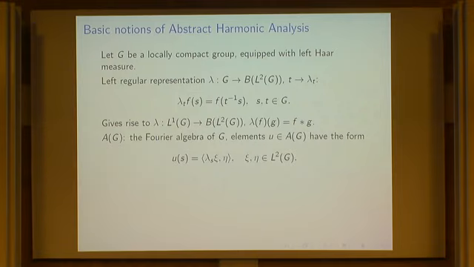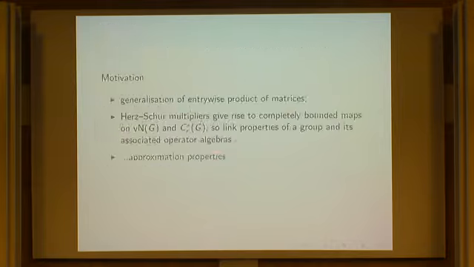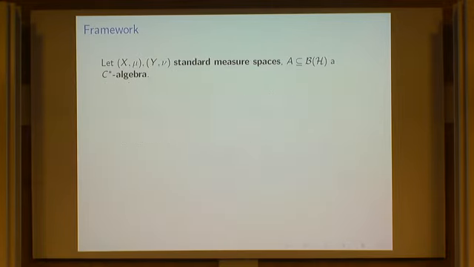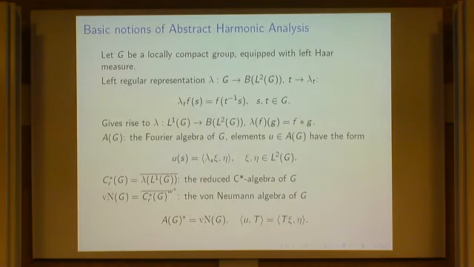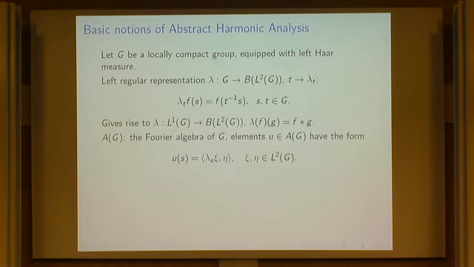Now, if the group is not commutative, then you need to do a little bit more. You need to design the right generalization of this object. And that was done by Eymard in the 60s, and he defined the Fourier algebra of a general non-commutative group in the following way. So these are functions. The nice thing about it is that it's an algebra of functions on G.